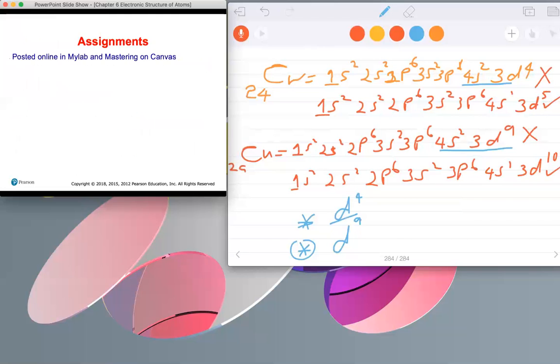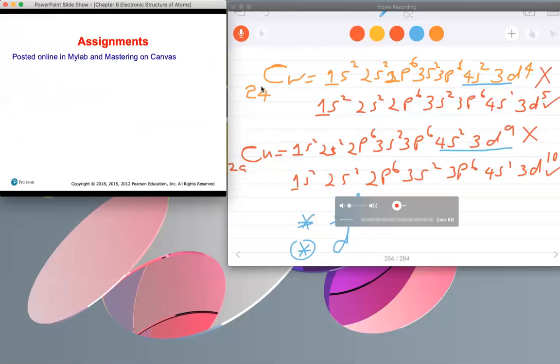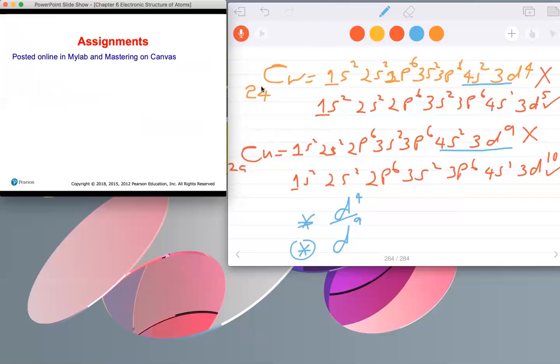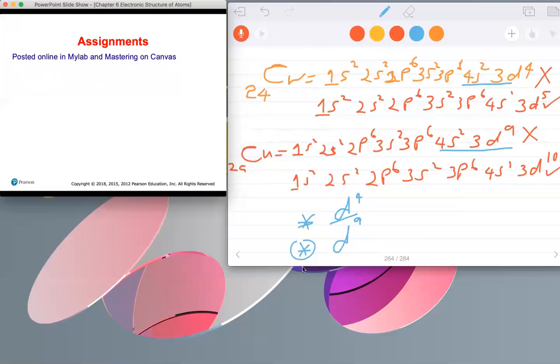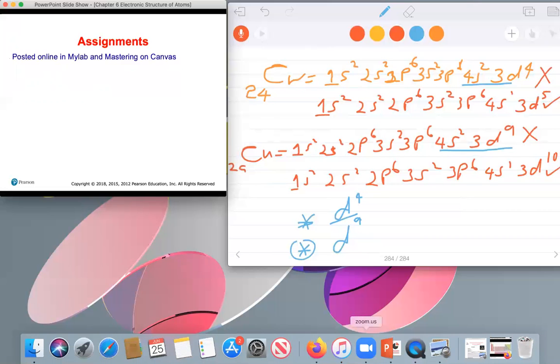I don't want to go into details on the rest. All right, those are the abnormal ones. Be careful when you're dealing with abnormal configurations. I will only want you to understand that among the first 30, copper and chromium are the exceptions. That marks the end of chapter 6, and I don't want to start chapter 7 today, for obvious reasons.